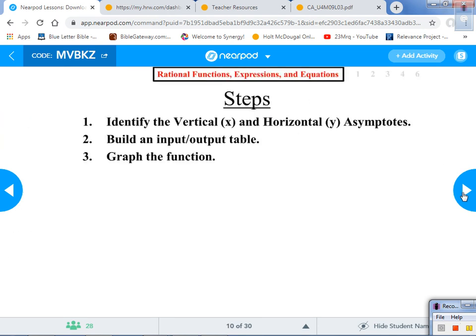All right, steps, write these down, please. Three basic steps. Number 1, identify the vertical and horizontal asymptotes. Once again, identify the vertical and the horizontal asymptotes. Step 2, build an input-output table. And step 3, graph the function.